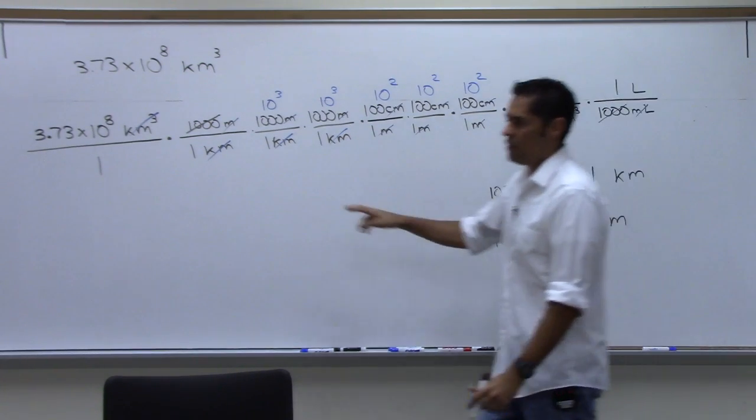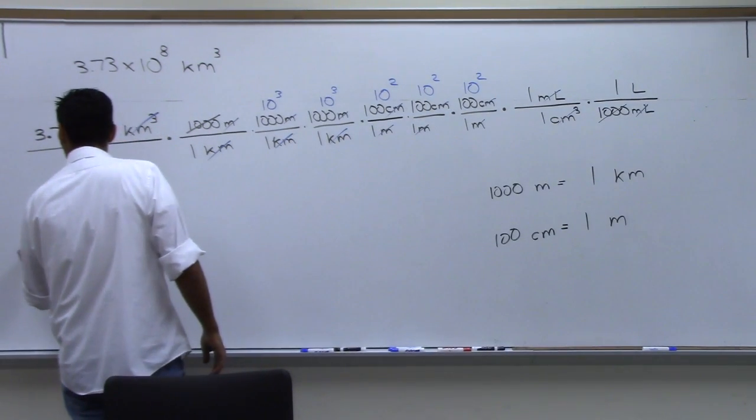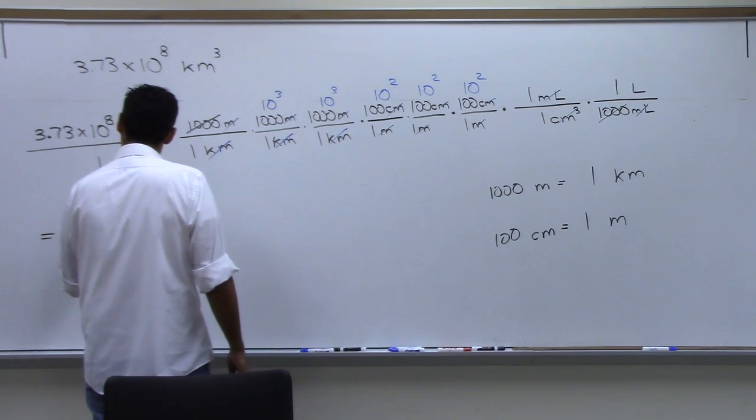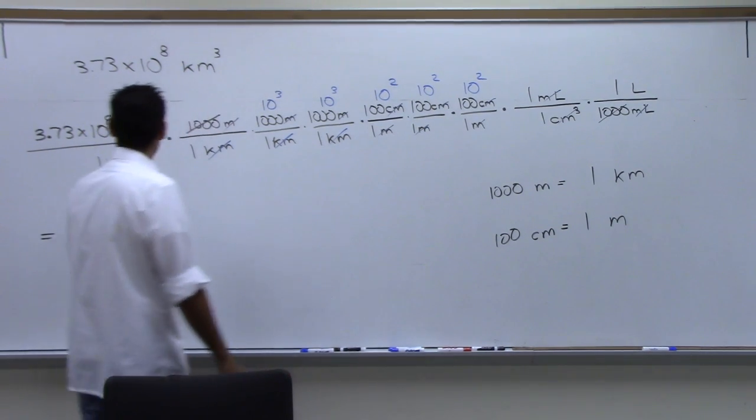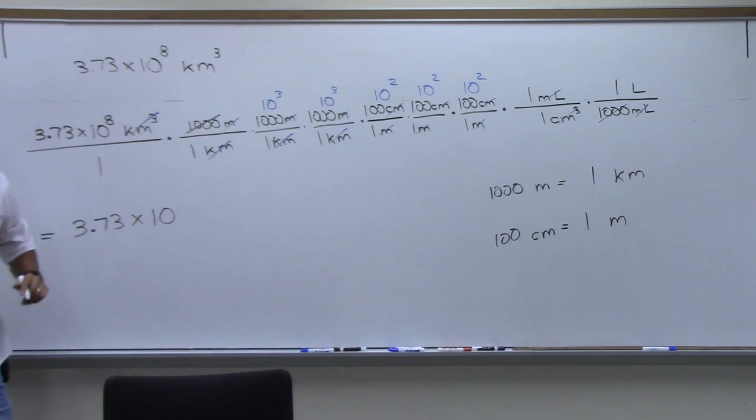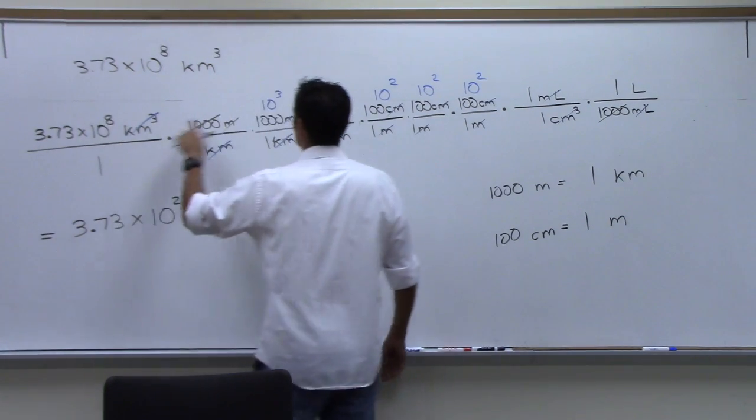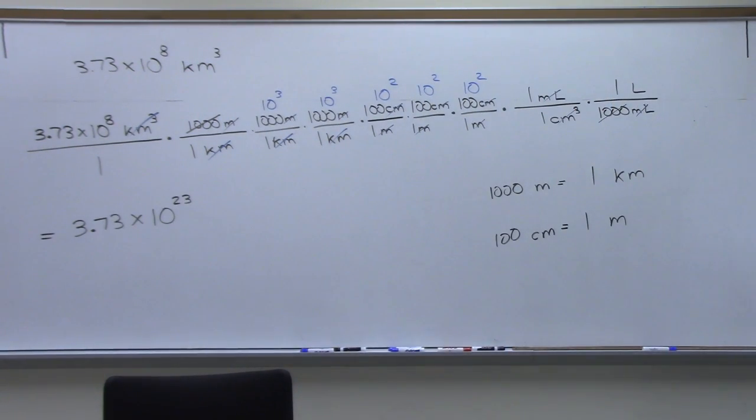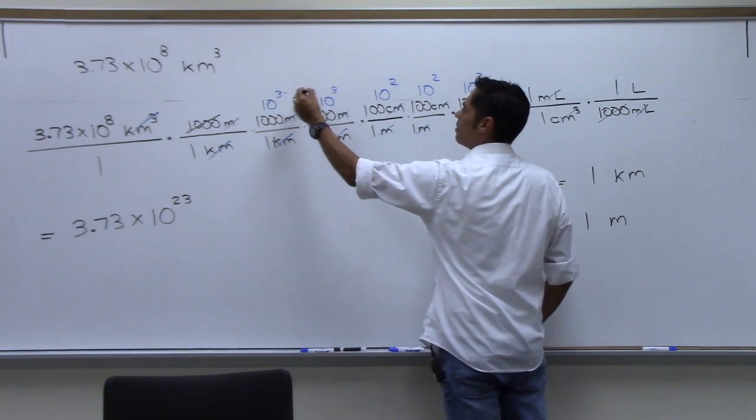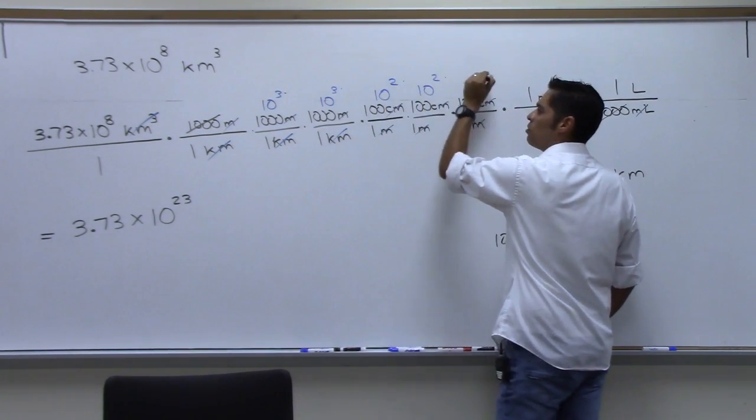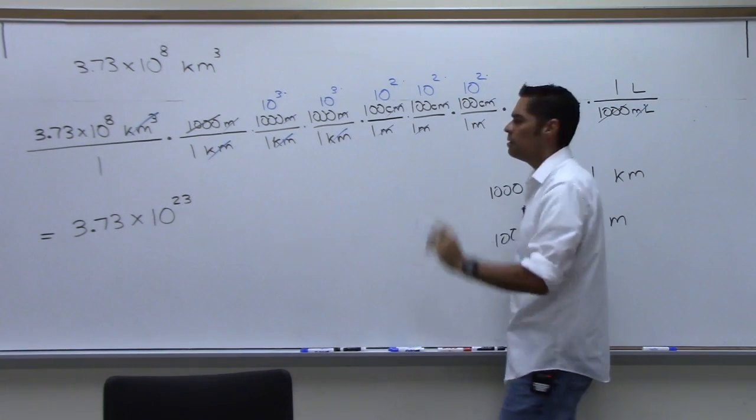So when I put that together with this, I get 3.73 times 10 to the 8, and then add all those up. Do y'all agree with that? This is 6. You're adding exponents. 6, 6, 8, 10, 12. You're adding 12 to 8. 20? Yeah.